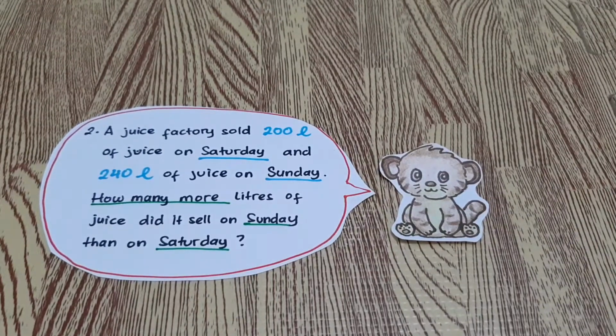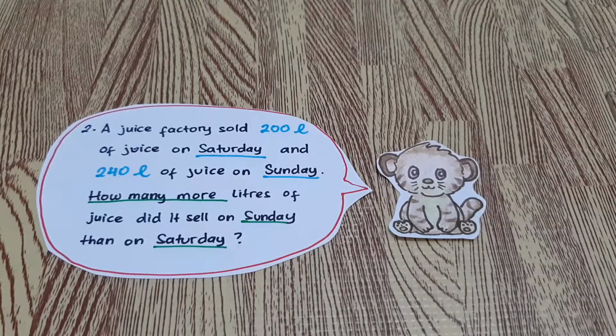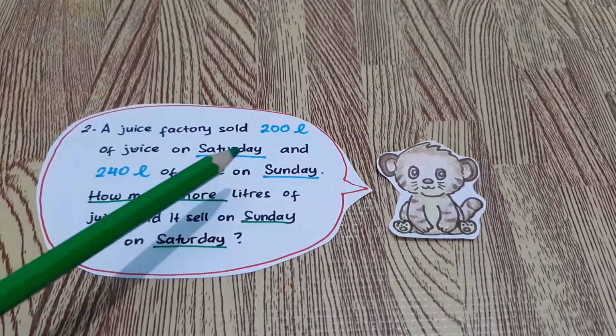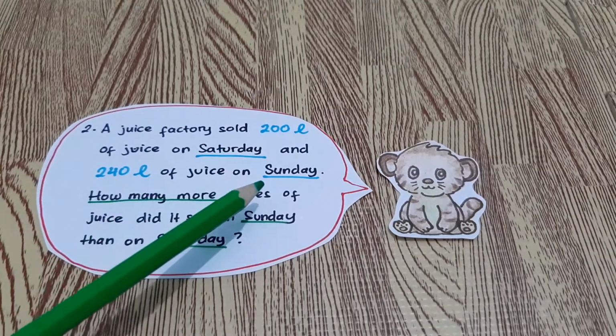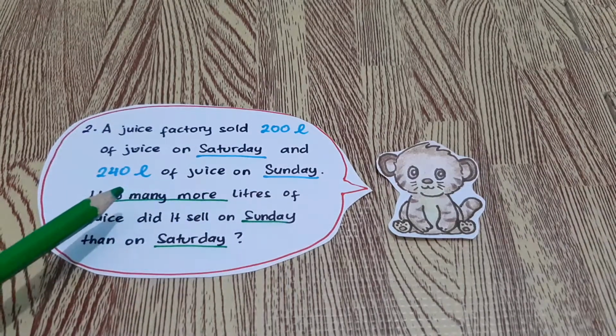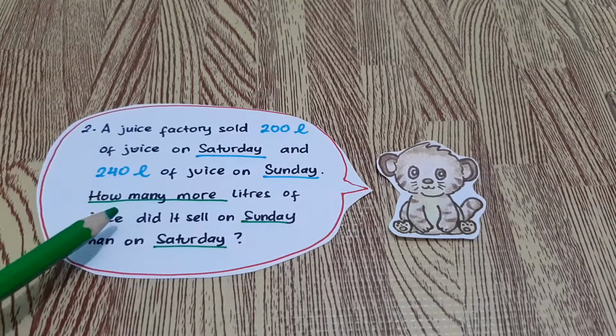Now, a juice factory sold 200 liters of juice on Saturday and 240 liters of juice on Sunday. How many more liters of juice did it sell on Sunday than on Saturday? Okay. From the sentences, we know that on Saturday, the factory sold 200 liters, while on Sunday, the factory sold 240 liters. The question is how many more?